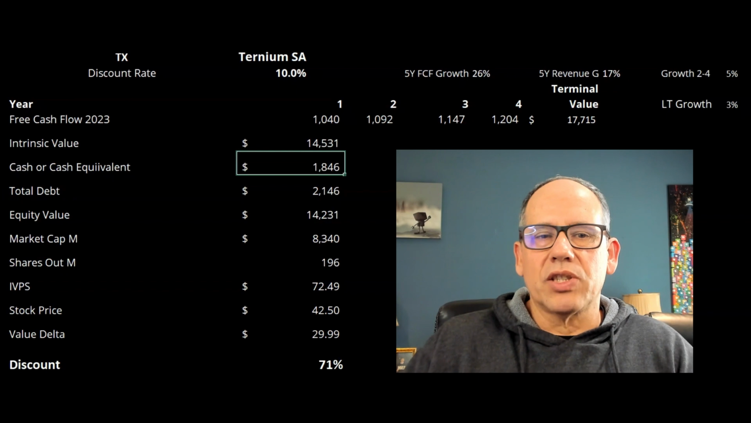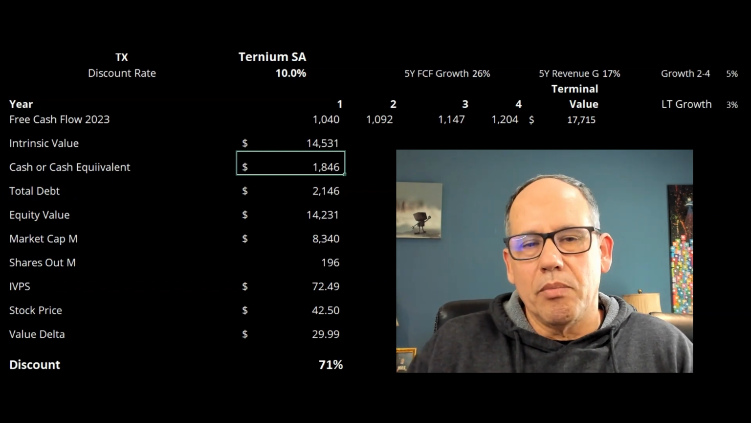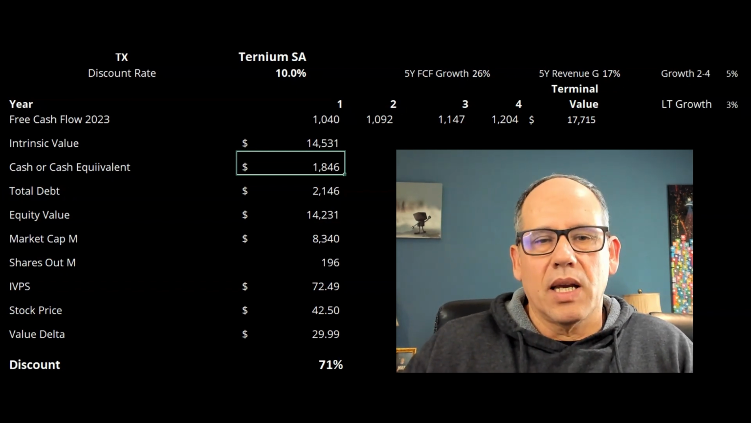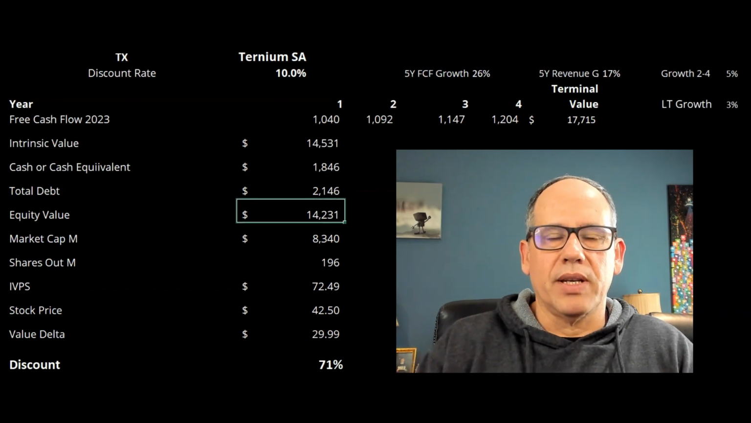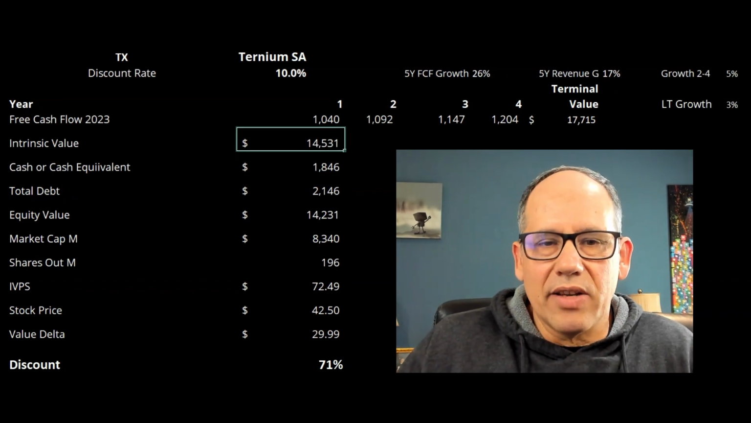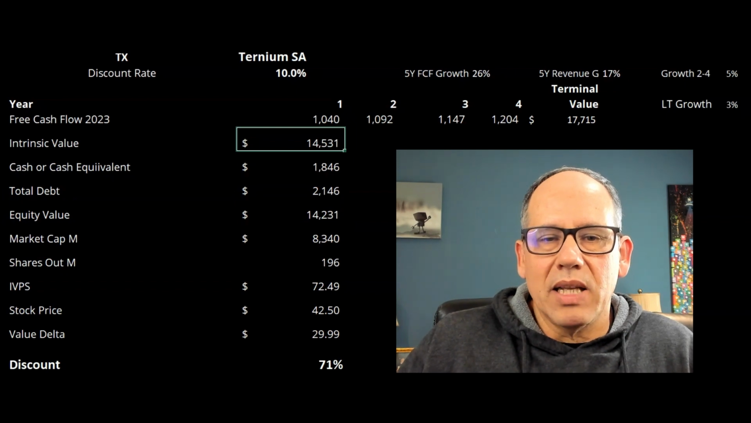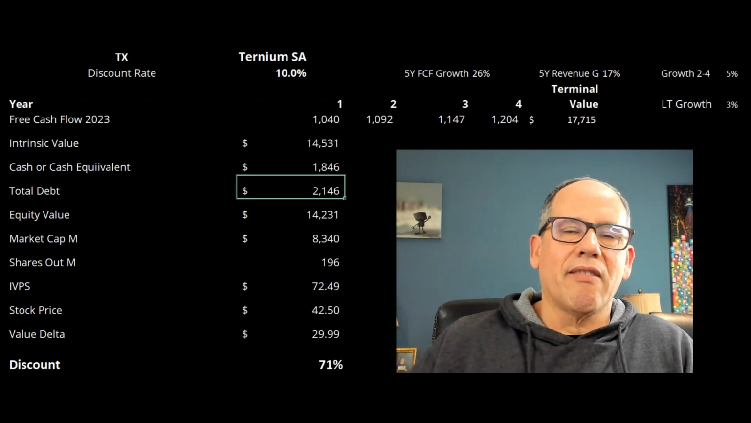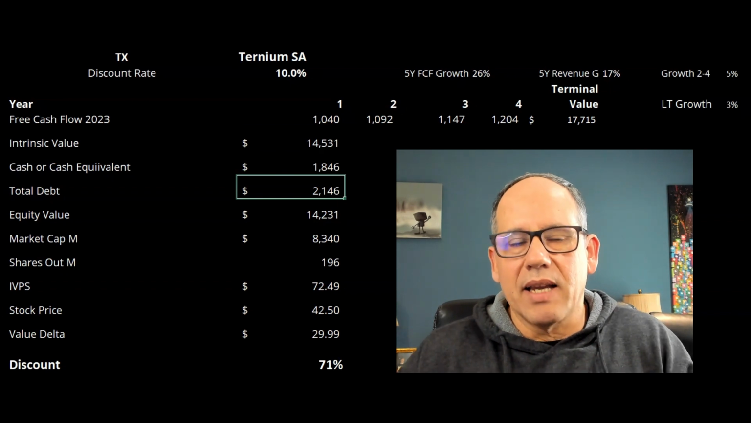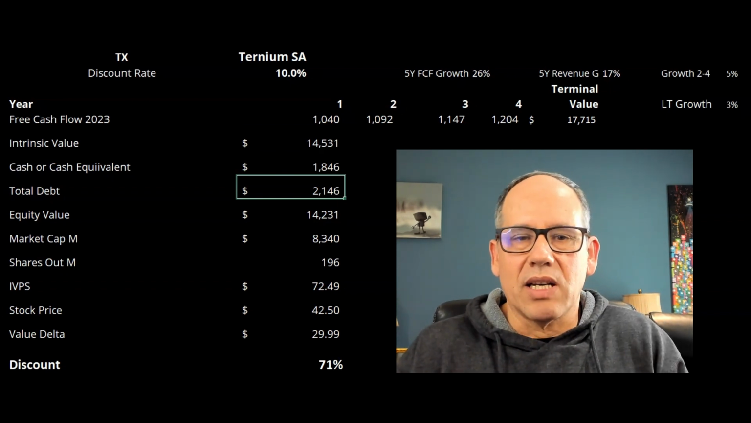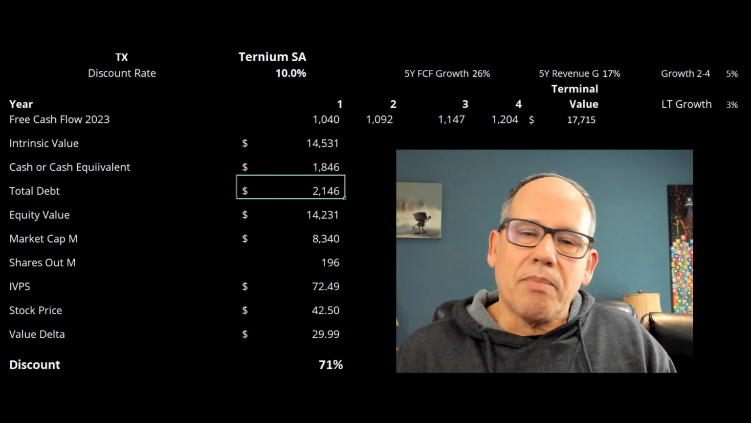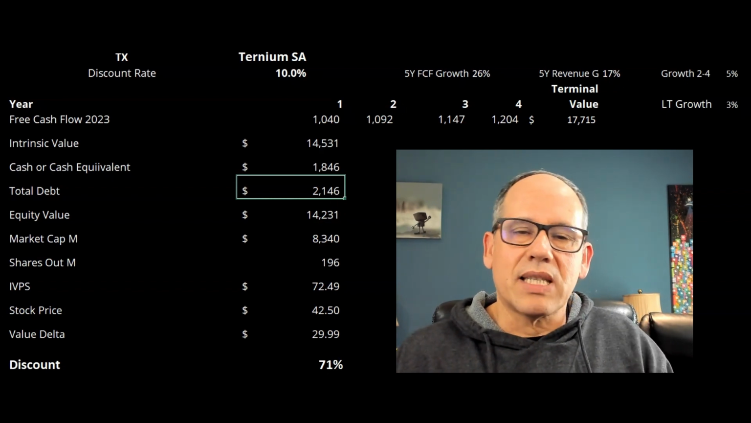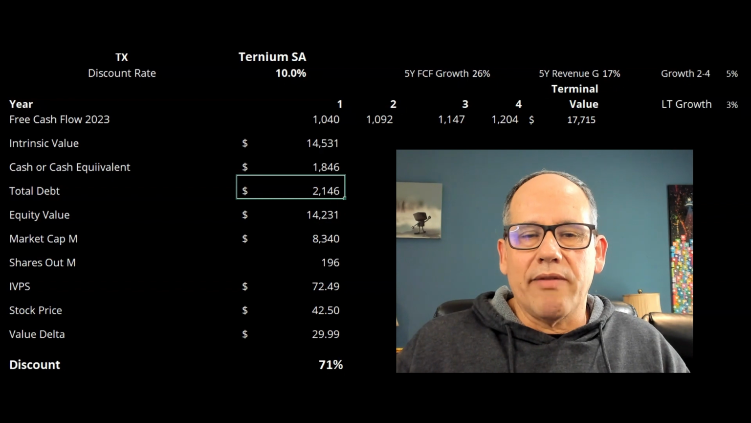The cash on the balance sheet is $1.8 billion. So I'm going to add that on, and I'm going to take away the debt to get to an equity value of $14.2 billion. Now, purely the intrinsic value of the cash flows is 14.5, but let's say this company had a lot of debt. I would be taking value away from the company. This is my model. That's my investing approach. And I think that's fair. And then some companies carry a lot of cash. Well, that's a positive. It makes the company less risky. So that's how I get to my equity value.